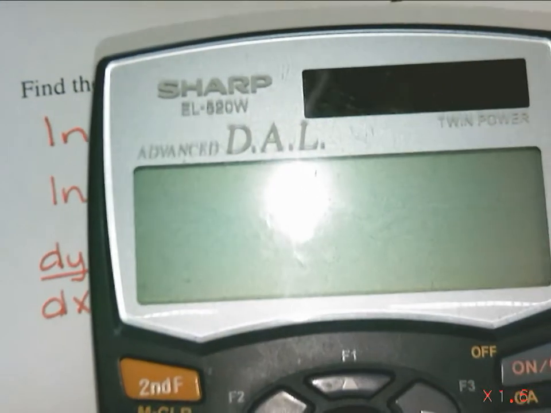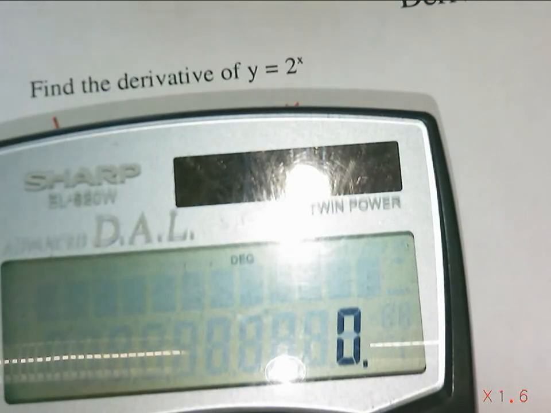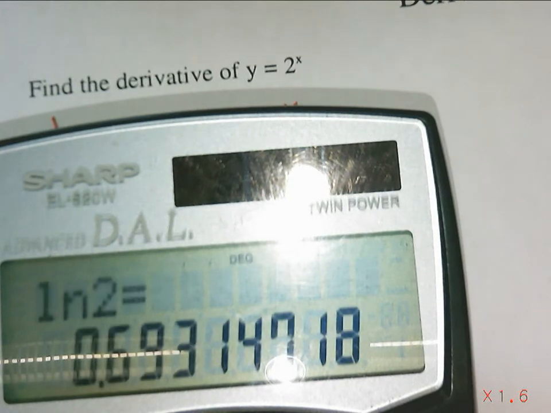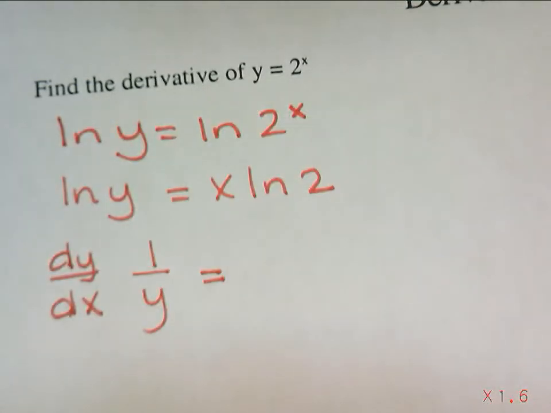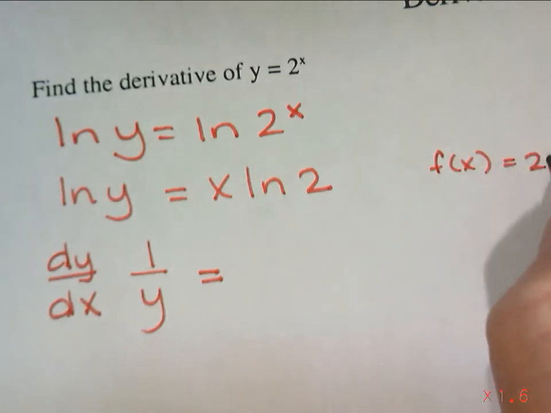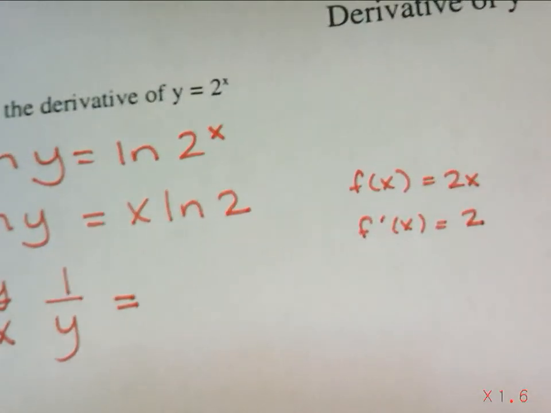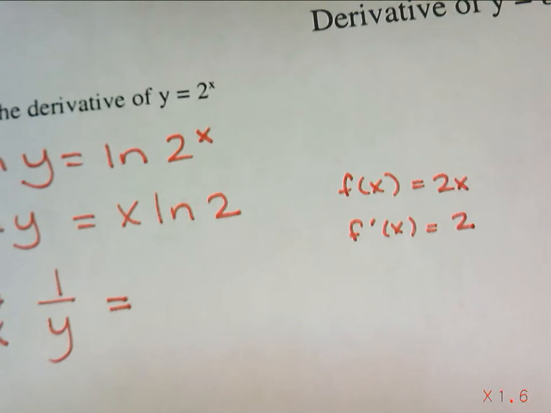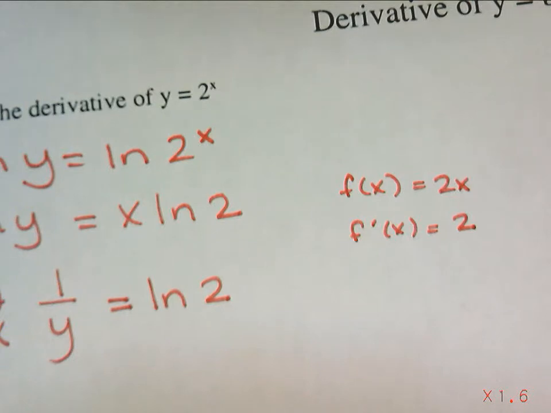Well, if we look on our calculators and we want to see what ln 2 is, we can see it's about 0.693. Well, we know then it's just a number. So if the original function is something like 2x, then its derivative is just 2. So if I want to take the derivative of x ln 2, then its derivative is just ln 2.